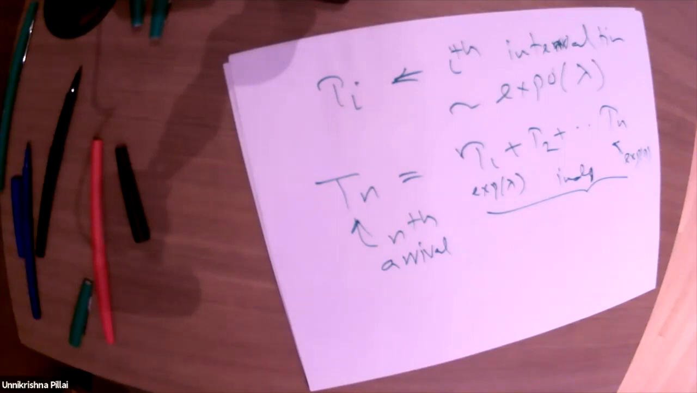Is it Rayleigh? What did you say? I said, is it Rayleigh? No, it is not Rayleigh. Rayleigh is the square root of x squared plus y squared for x and y Gaussian. But you are able to do this, actually.